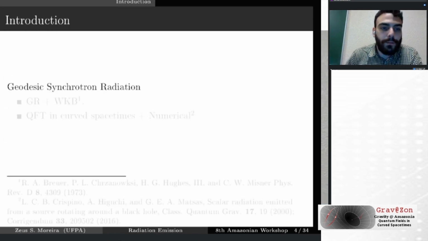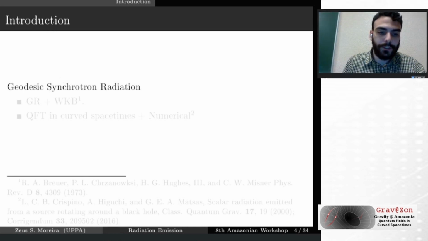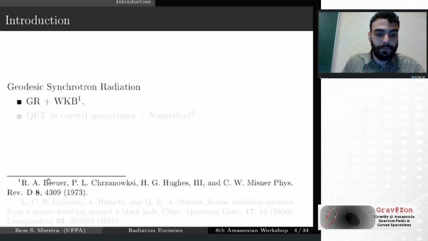Well, this problem of geodesic synchrotron radiation is basically you consider a particle that is orbiting a black hole in a circular geodesic, and you calculate the radiation emitted to infinity. This is a problem that was already explored in the literature. Maybe the first paper, at least that I know of, that made this calculation is this paper here, where they basically use the WKB approximation to find the analytic expression for the Green function of the radiation field.